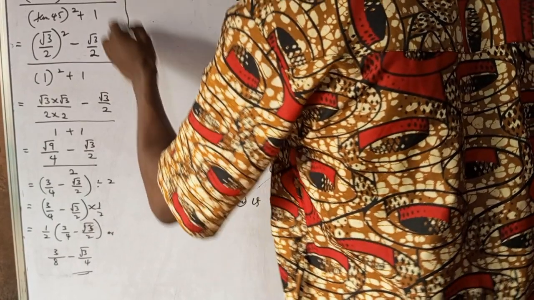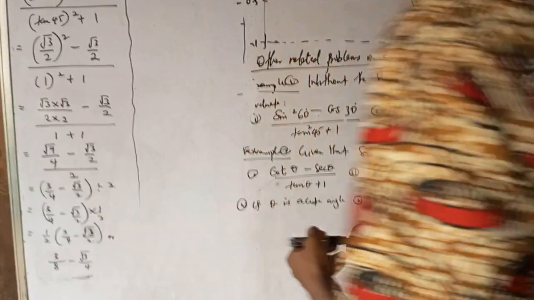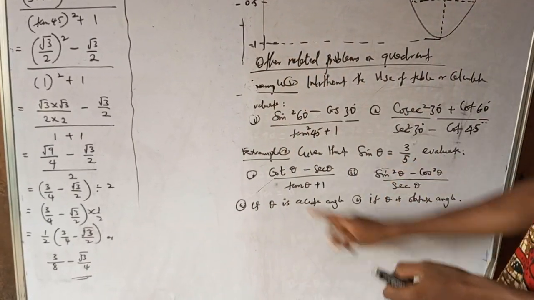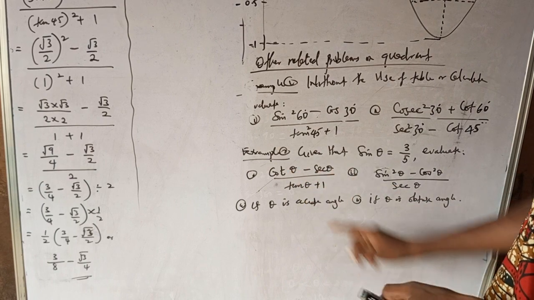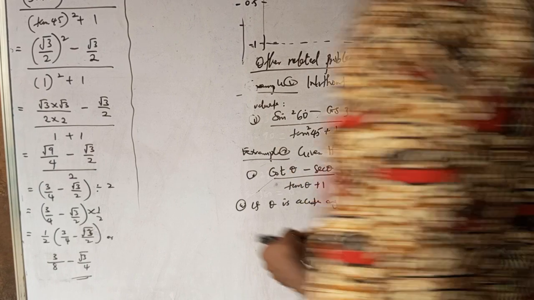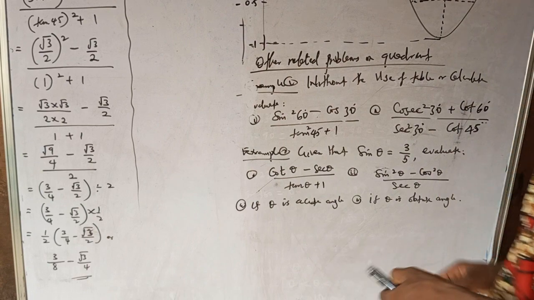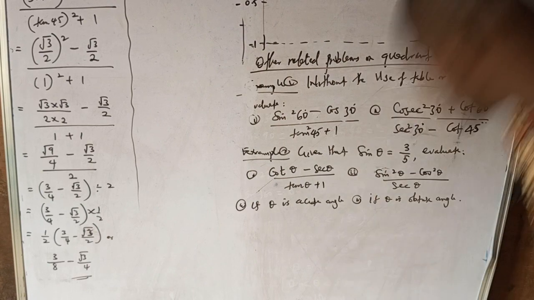Now for the second one, here they say given that sin theta is 3 over 5, evaluate cot theta minus sec theta over tan theta plus 1. In this case, we have two methods, but I think I'll just follow one way.